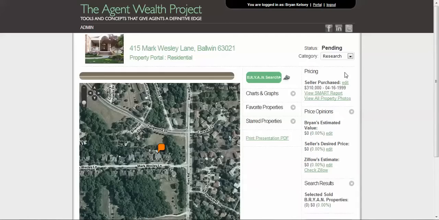It's just a rare thing you might need to do, but you'll find sellers who say the house appraised for a particular number in 2006, but they bought the property in 1980. Well, 1980's value would be really irrelevant, but they have an appraisal from 2006. You could just come in here and change the price. So let's go ahead and do our first search on this property, called a Bryan search.